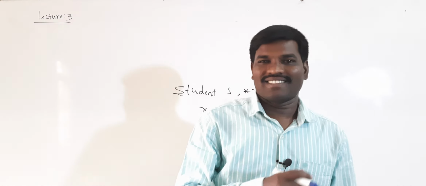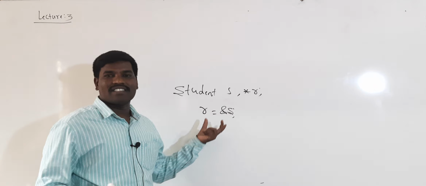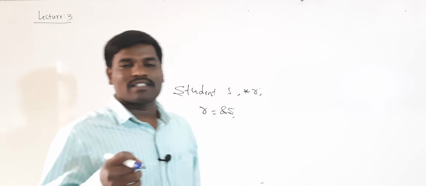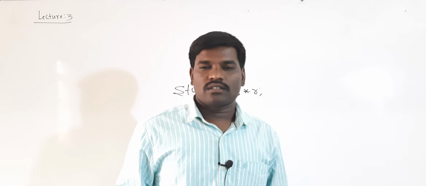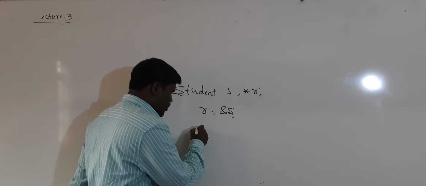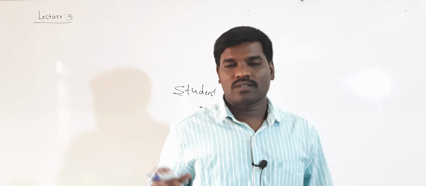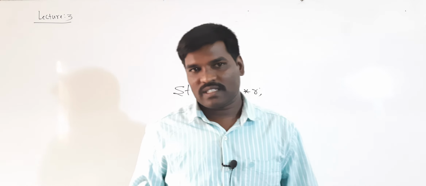We already discussed it in the last class. If it is a normal object, we can call s dot display and s dot read like that. If it is a pointer, we call with the help of the arrow mark, r arrow read and r arrow display. So this is pointers and objects.